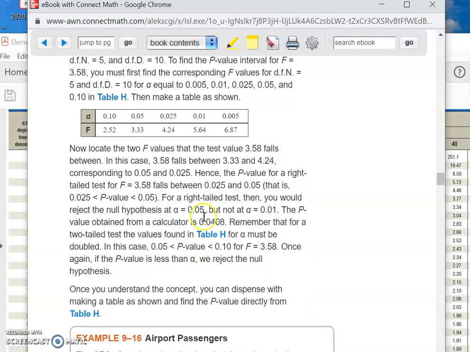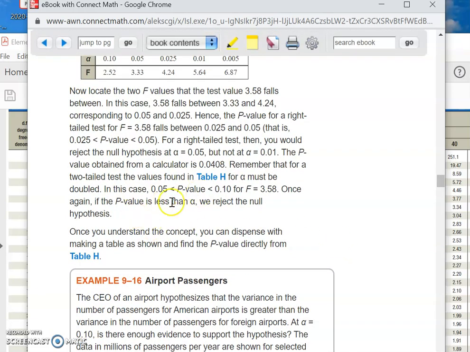All right. So you get it from a calculator. It's going to be more precise, obviously. It's going to be 0.0408. For a two-tailed test, alpha has to be doubled, okay? So the p-value is not going to be between 2.5% and 5%, it'll be between 5% and 10%. So once again, for that particular p-value between 5% and 10%, if that's less than the alpha that you were interested in, then you would reject the null hypothesis, okay?